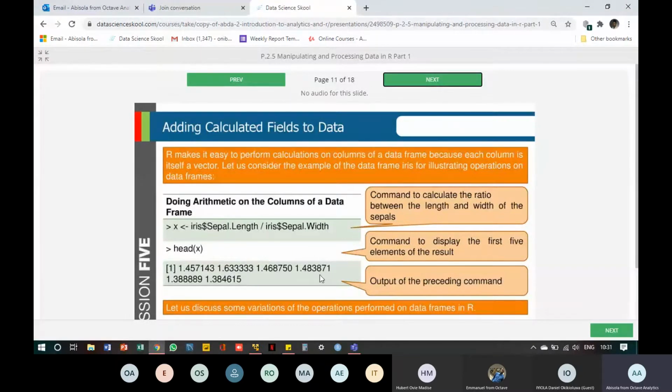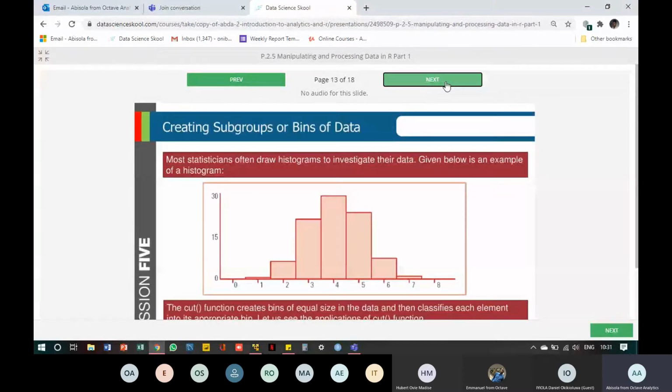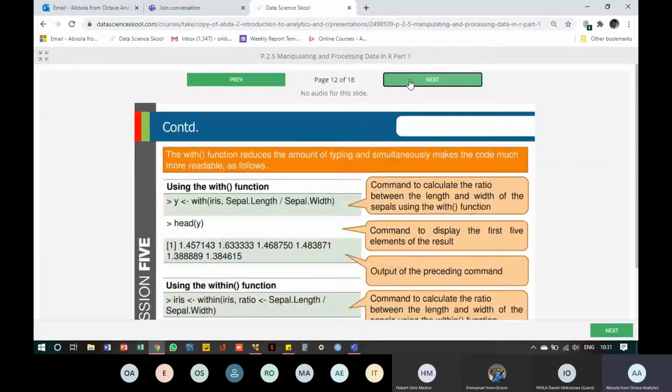Wherever I'm looking for the theory parts of this, I'll explain them. But wherever there is practical like this, I'll probably not touch it. So I'm going to move on, the with function, and so on. All right, with function.